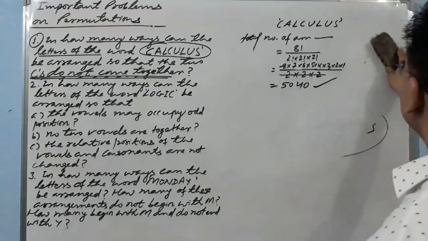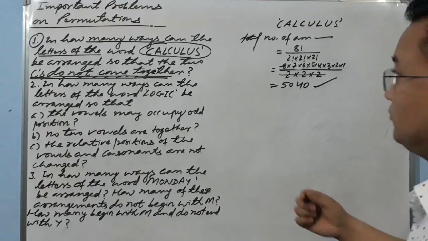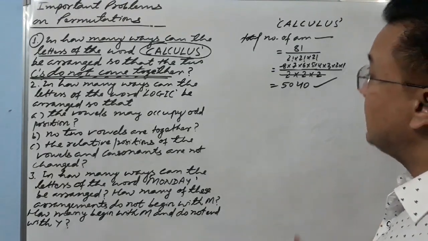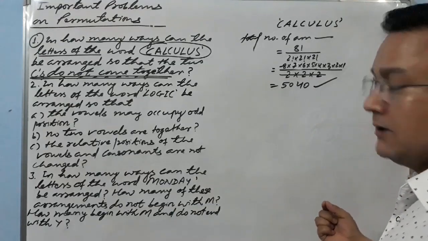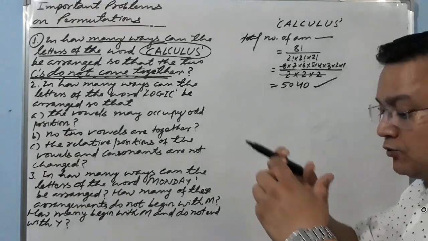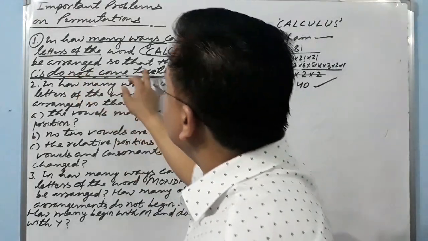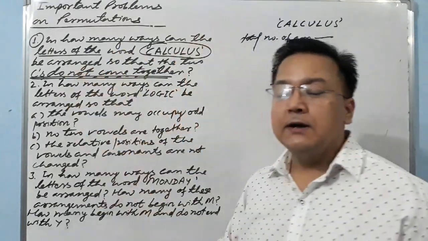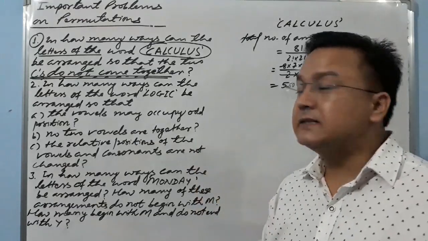In order to find the arrangements that do not contain the two C's together, we have to find firstly the two C's come together. In order to find this result, we have to find firstly the number of arrangements in which two C's come together, because this is easy.